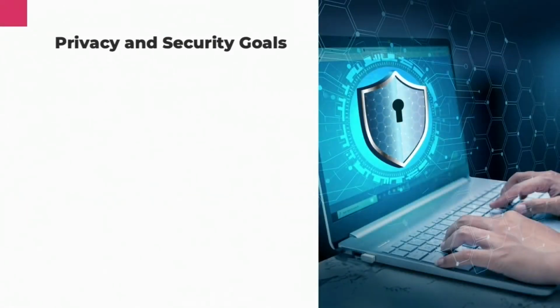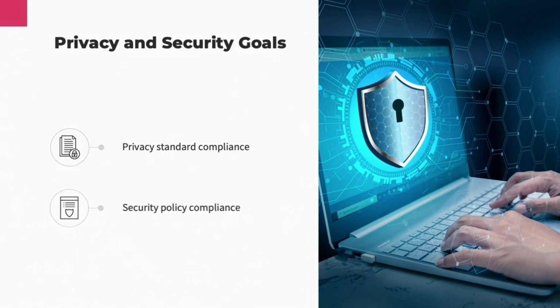Okay, next is privacy and security goals. And the first goal is privacy standard compliance. This means designing AI systems in compliance with the Microsoft privacy standard and security policy compliance. This means ensuring that AI systems are secure in accordance with specific security policies, be it Microsoft security policy or other security policies.